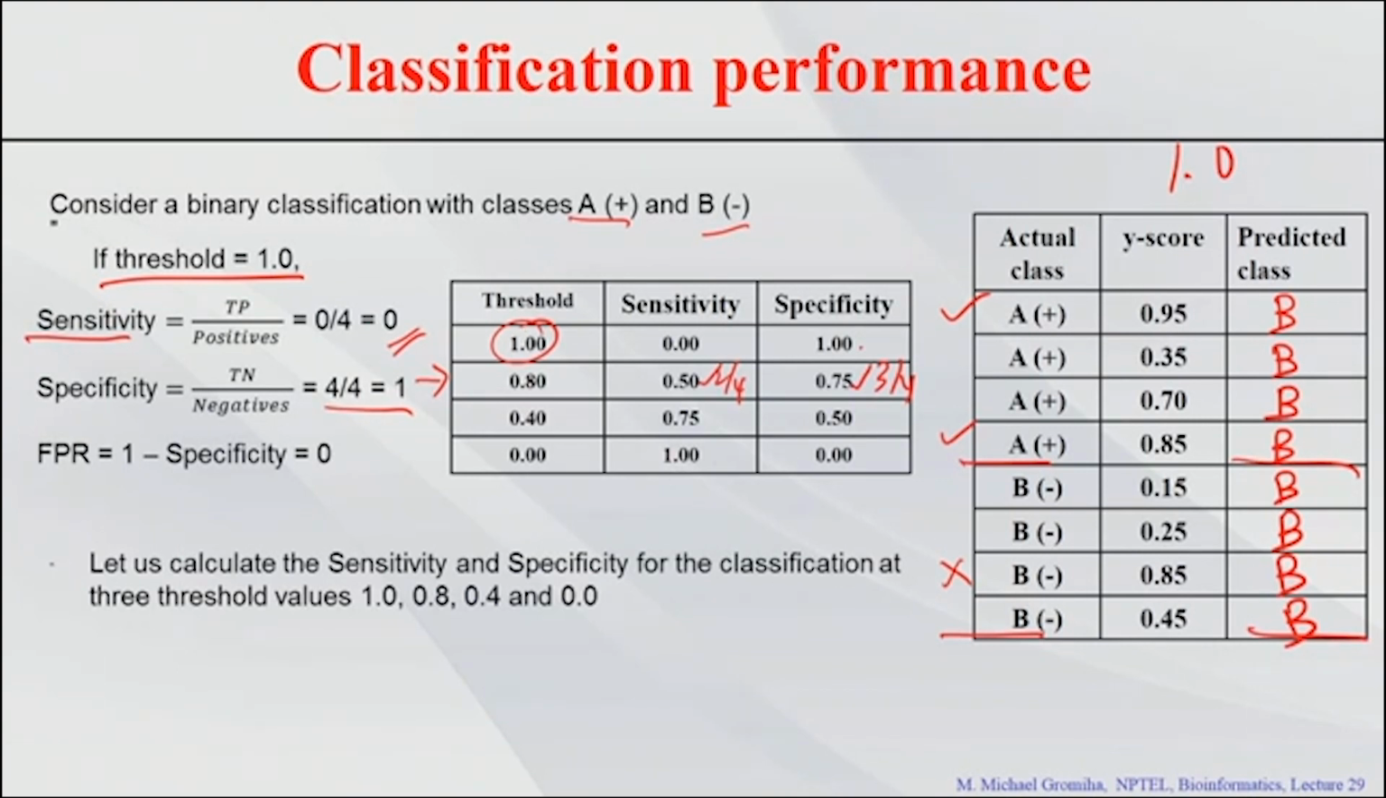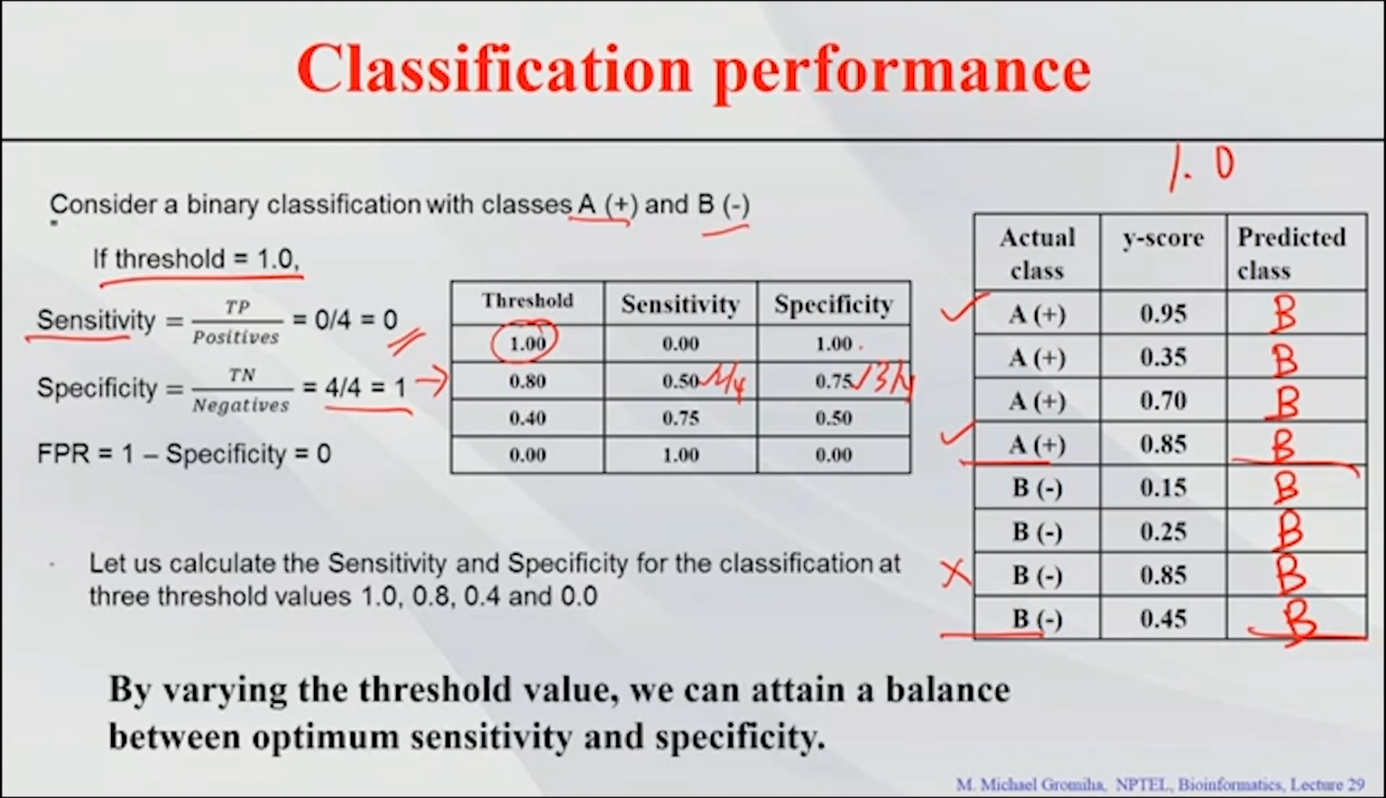So with different thresholds, you get different sensitivity and specificity. Now you can vary the threshold value and see a balance. Threshold 1 is completely biased to one side, and threshold 0 to the other side, but if you take intermediate thresholds, sometimes it is better in specificity and sometimes it is better in sensitivity.